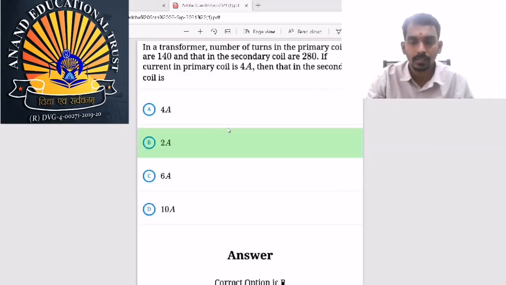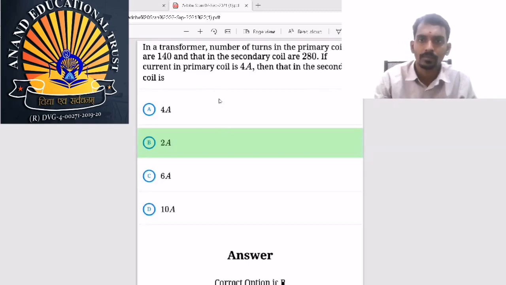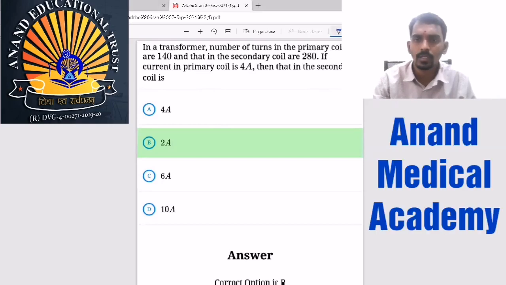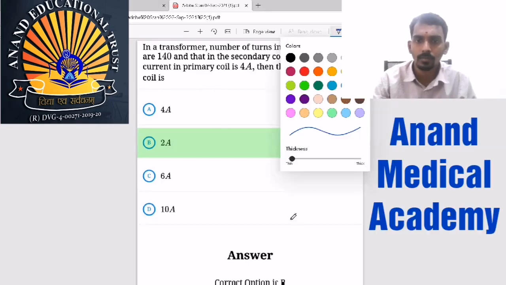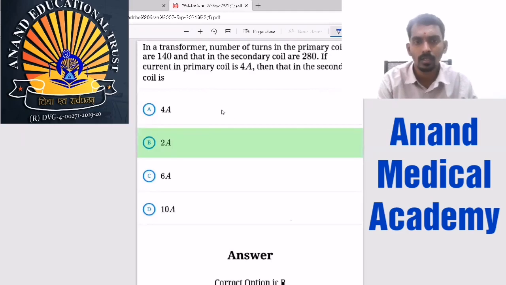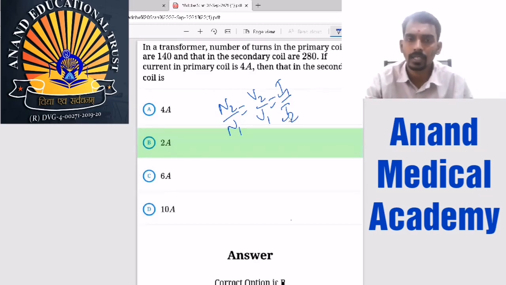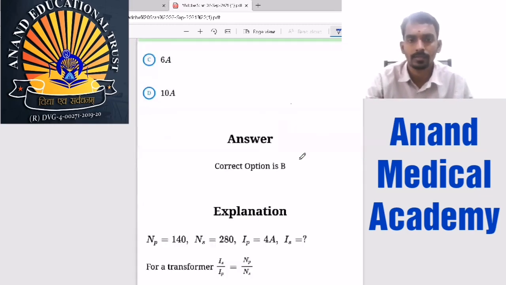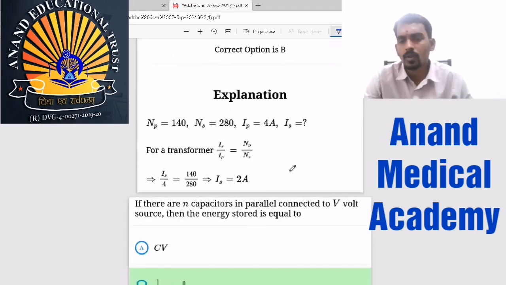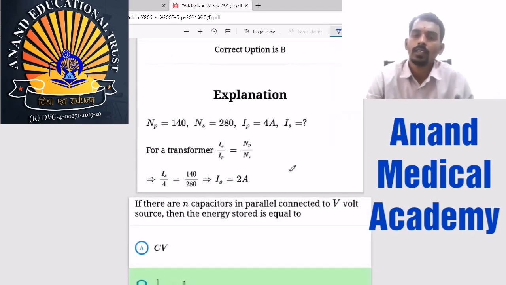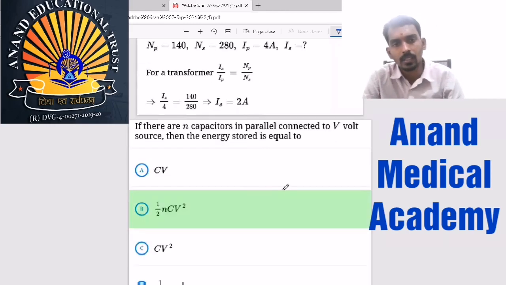Based on second PUC, one of the topics is the transformer. In the transformer, one of the simple questions is all about the formula, like N2 by N1 equal to V2 by V1 equal to I1 by I2. So the relation between primary and secondary coil, number of windings, voltages and currents. So please just try to understand what data they have given and then try to apply the formula.